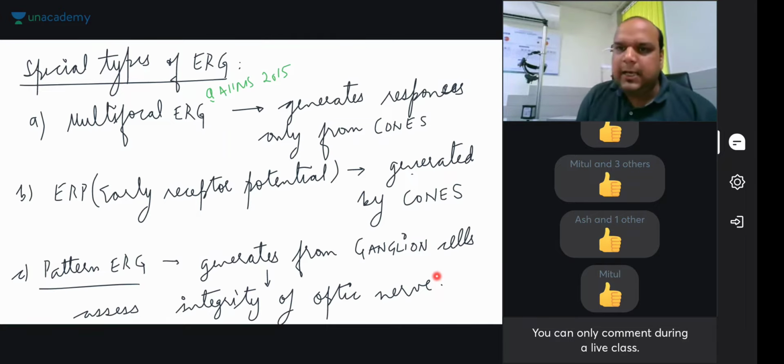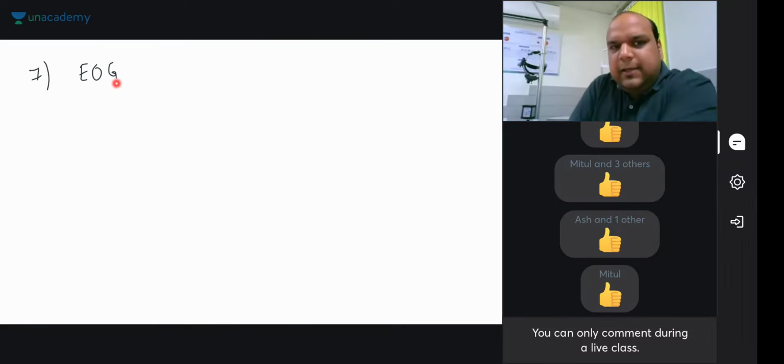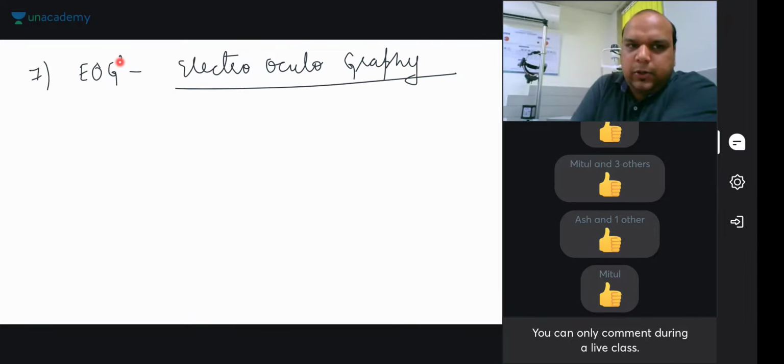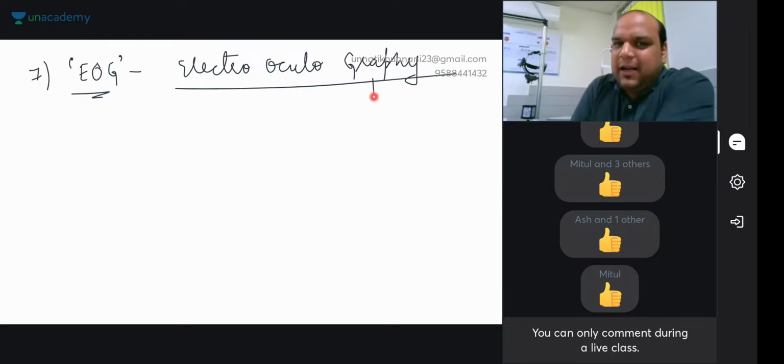That's about your ERG. I'll quickly take up the last 5 minutes to finish your investigations. The seventh investigation is EOG, a very simple investigation, that is electrooculography. Graphy means graph, electro means impulse, oculo means eye. That means the eye is generating an impulse which I'm recording on a graph.